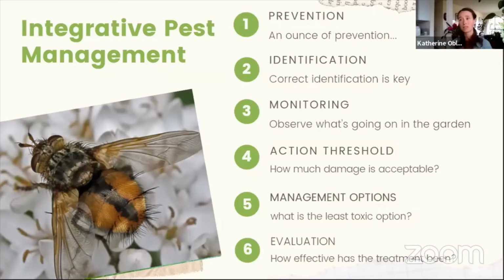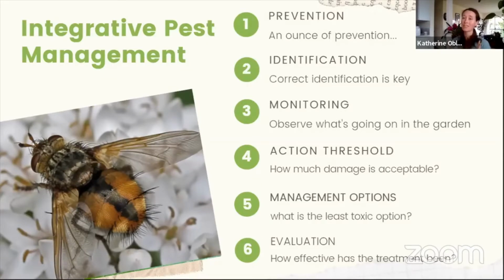So, identifying the culprit, monitoring the situation. Is this infestation getting worse? Is it spreading? How is the plant coping? Are there any beneficial insects that I've seen? Are there lady beetles eating the aphids on the nasturtium? Try to be open and observe really what's going on in the garden.